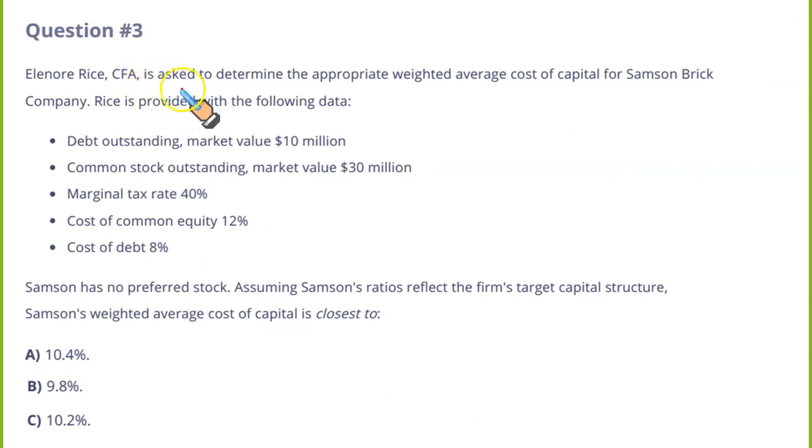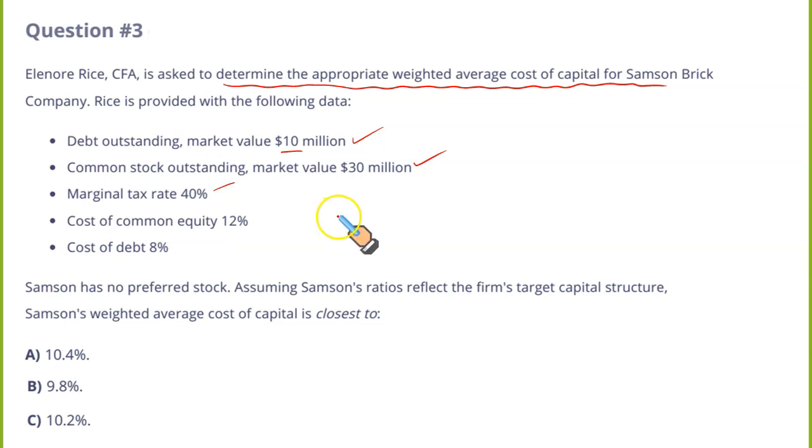Eleanor Rice, CFA, is asked to determine the appropriate weighted average cost of capital for Samson Brick Company. Rice is provided with the following data. Debt outstanding, market value is 10 million. If book value and market value are both given for the components of capital, you should always take market value. Common stock outstanding, market value 30 million, marginal tax rate 40%, cost of common equity 12%, cost of debt 8%.